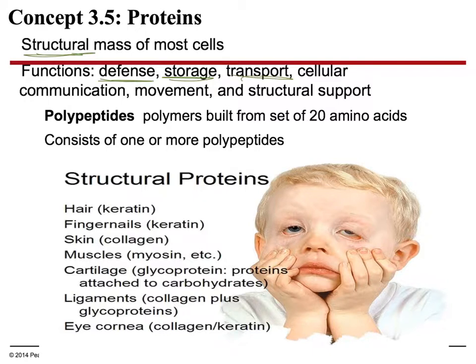We can transport things with these molecules. There are proteins in cell membranes that allow certain molecules to be transported in and out of the cell. Hemoglobin is a molecule in blood cells that transports oxygen, so proteins help us move things around the body. Cellular communication. There are other proteins in the membrane that connect to hormones, which signal different things going on both in and out of the cell. So it allows for communication between the inside and the outside of the cell.